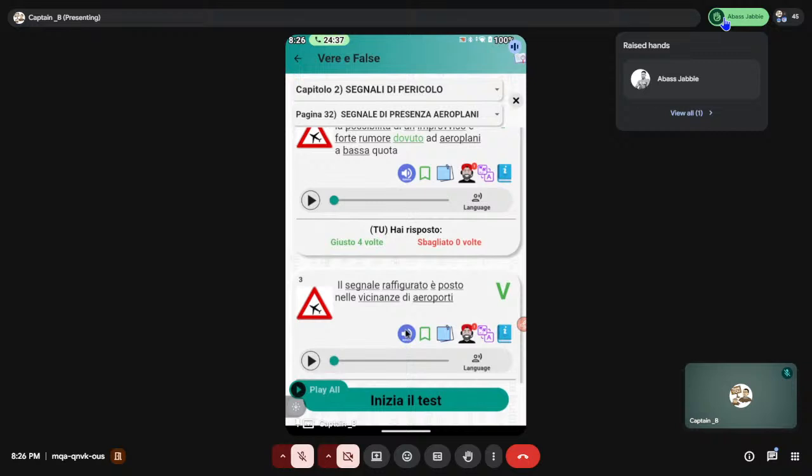Il segnale raffigurato è posto nelle vicinanze di aeroporti. Now listen. You see this sign that is referring to a post, placed in the vicinity, near, close to airports. As I said before, an airport is close to the place where you see this sign, but it's not saying that you just follow this road to the airport.